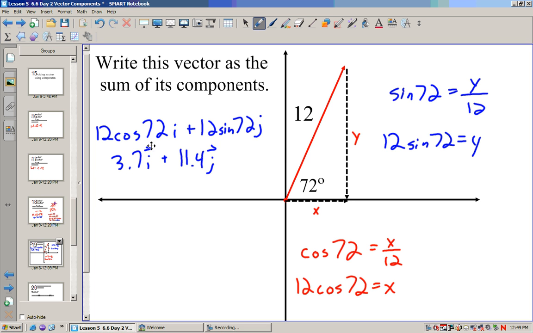And now we can look at this and think, does this look reasonable? Does this look like this is about 3.7? I could see that. Does that look like it's about 11.4? I could see that. So that looks fairly reasonable.